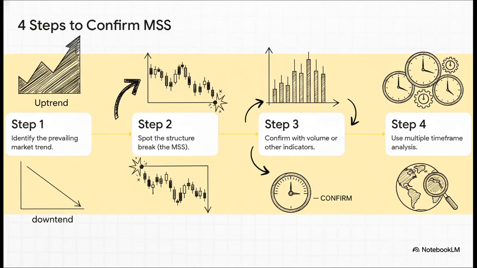So let's put this into a simple 4-step checklist. Step 1. What's the big picture trend? Are we generally going up or down? Step 2. Did we get that clean break of structure, the MSS? Check. Step 3. Is there any other evidence? Look for a big spike in volume when the break happens. And step 4. Zoom out. Does what's happening on the 5-minute chart make sense when you look at the 1-hour chart? This little check can save you from so much trouble.